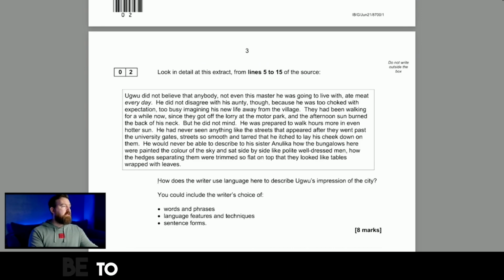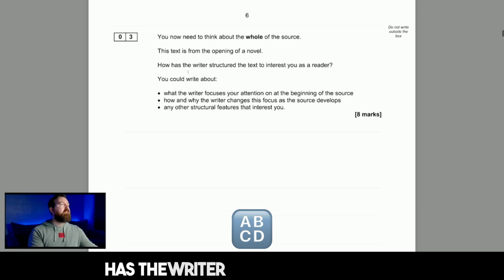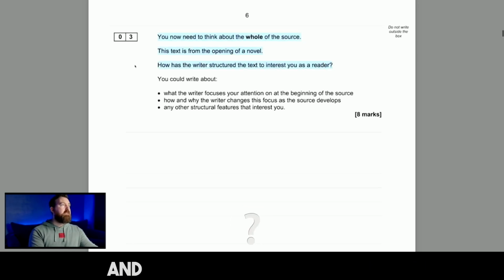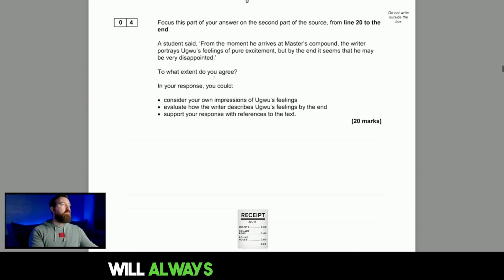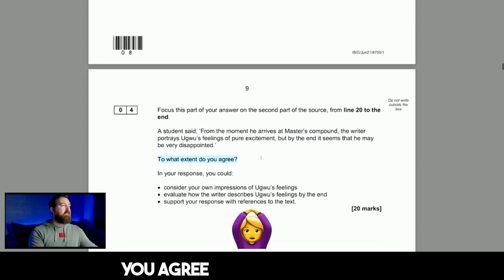Question 2 is always going to be how the writer uses language to describe something. In this case it's Ugwu's impression of the city. Question 3 is always going to be how has the writer structured the text to interest or engage you as the reader. And then finally, question 4 will always give you a statement. In this case, it is this. And then to what extent do you agree with the statement?